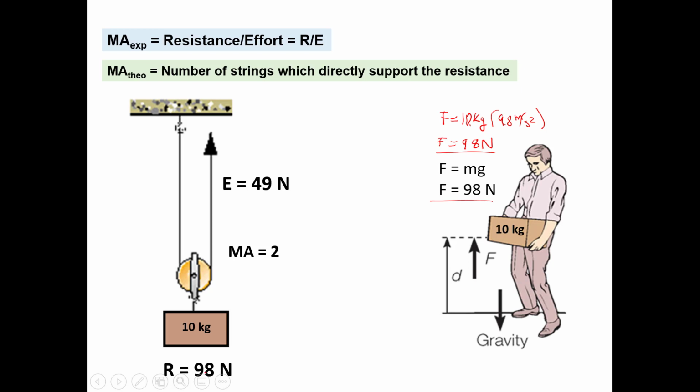And you can see, if you divide 98 by 49, you will get 2, which is the mechanical advantage. Then the mechanical advantage is telling you how many times the force you need to apply will be reduced. In this case it will be reduced by 2. But this is in theory. If we don't take into account, for example, the friction between the rope and the wheel, then this is ideal.